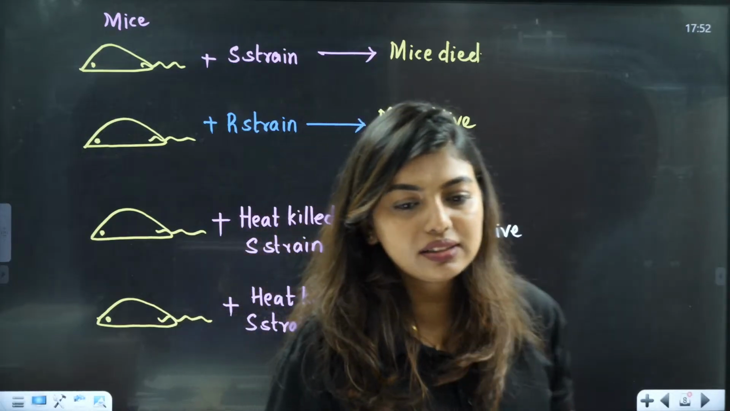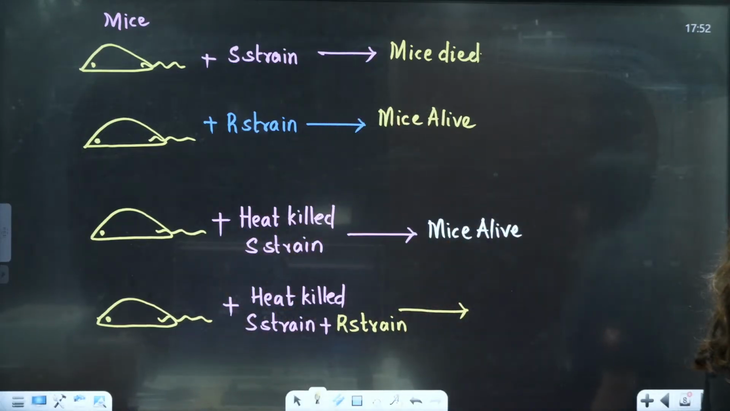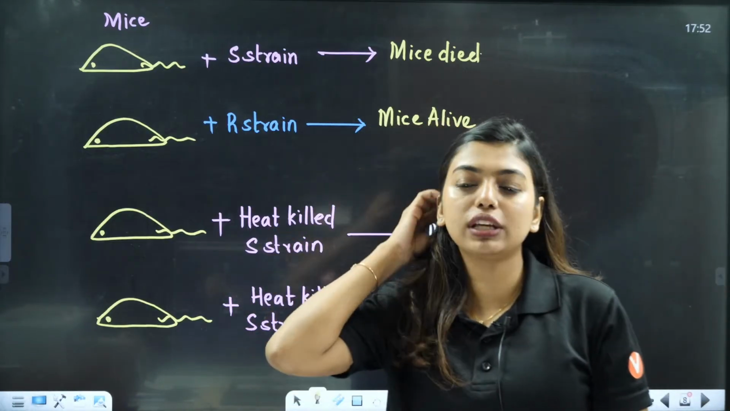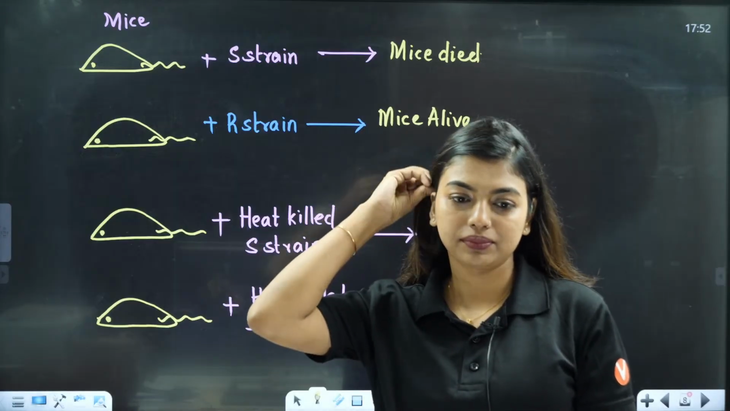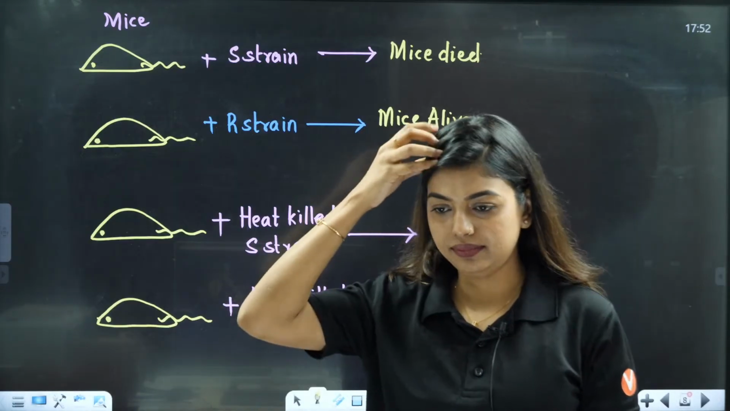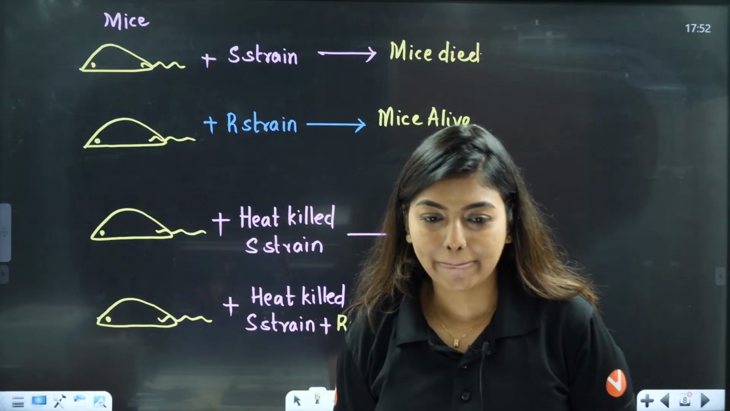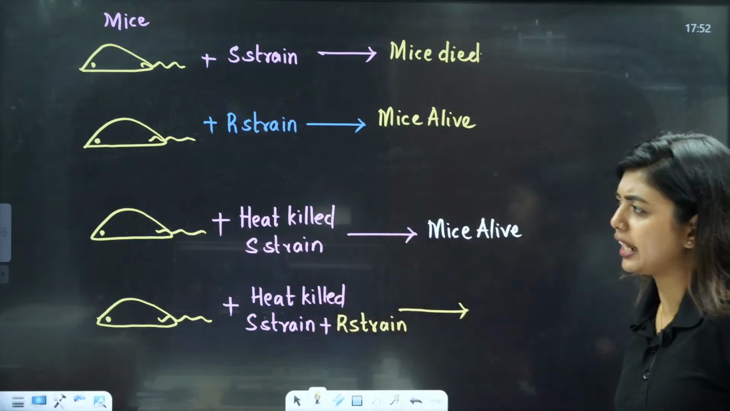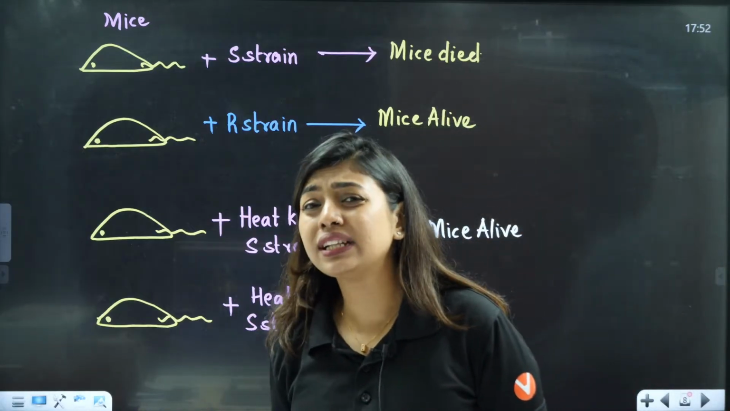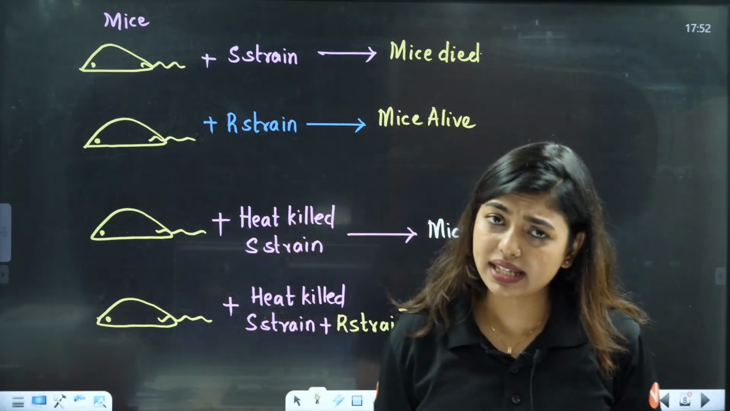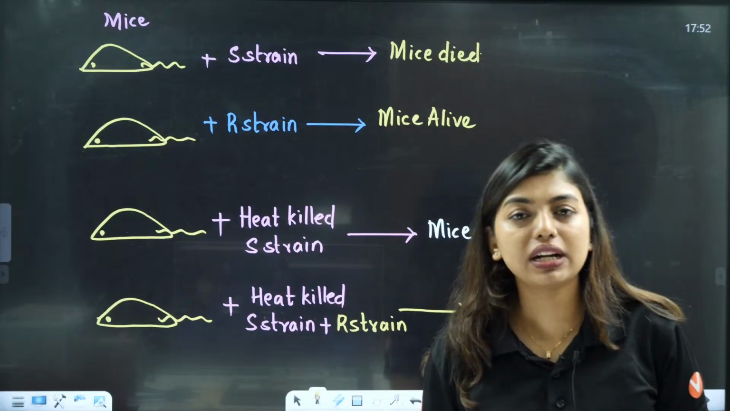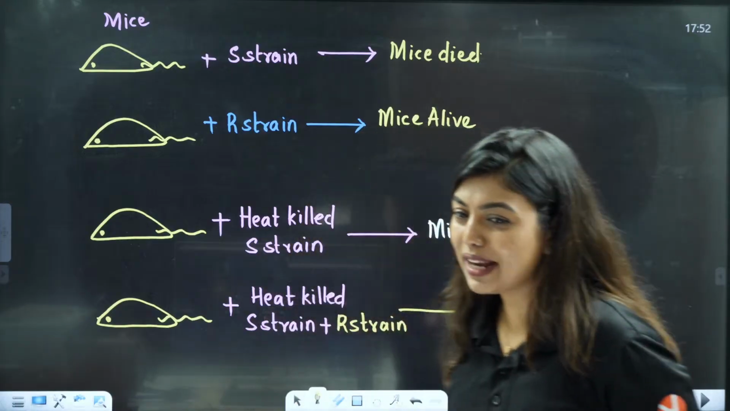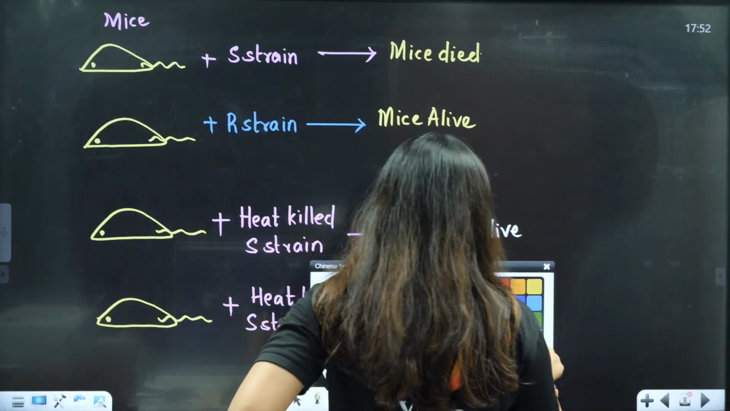what do you expect here, what would happen here? Just give a guess, there is no problem. Come on, any idea what happened? Think normally. If I were Griffith, I would think that the mice would be alive, because with heat killed S strain the mice was alive, and when injecting R strain individually the mice was alive. So it's obvious that the mice is going to be alive. But twist happened. What twist, students?